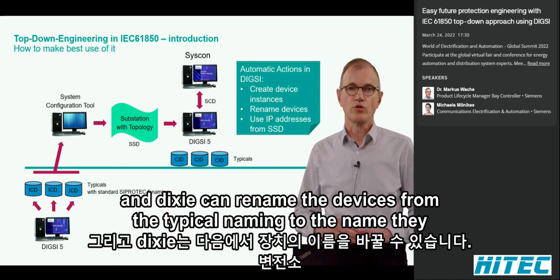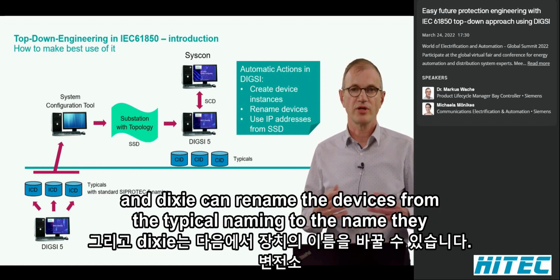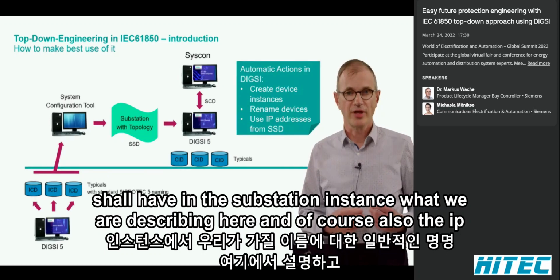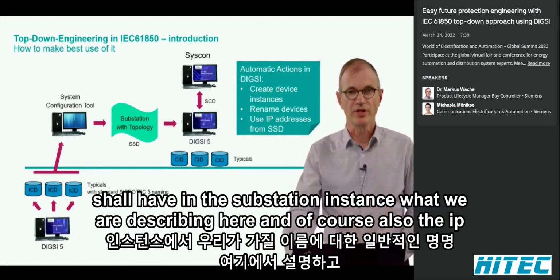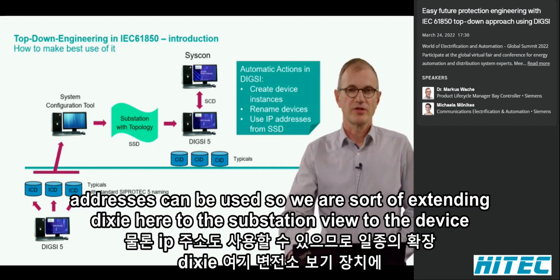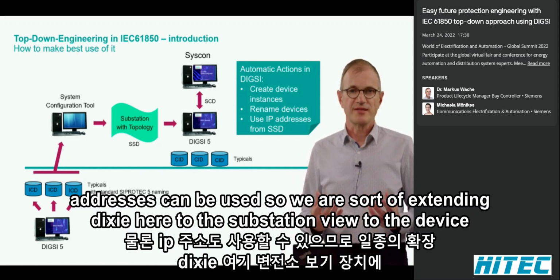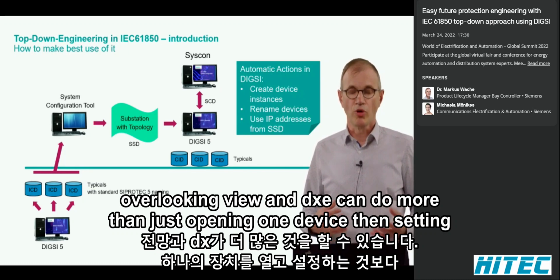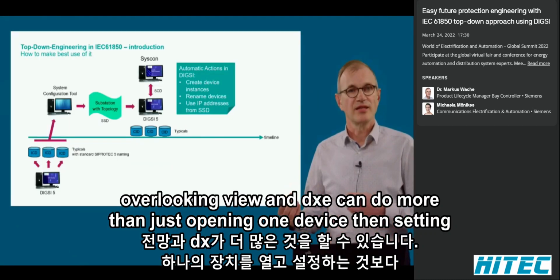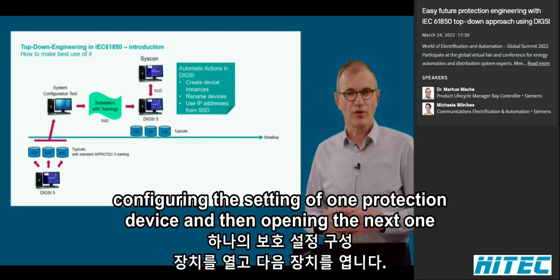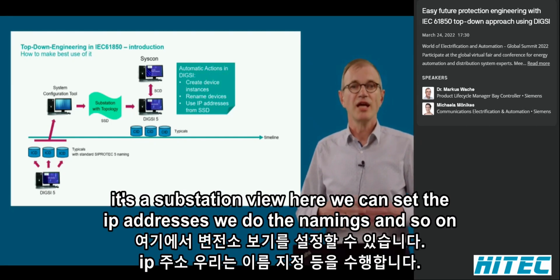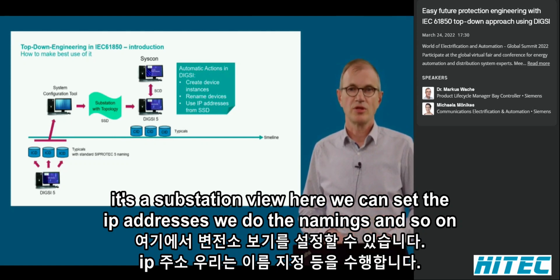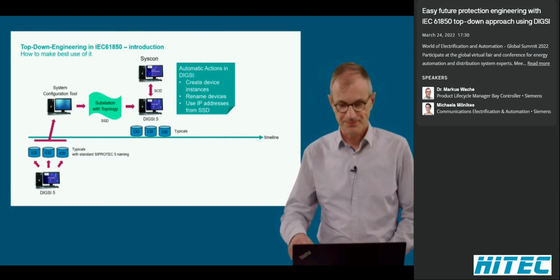Then DIGSI can rename the devices from the typical naming to the name they shall have in the substation instance, what we are describing here. And of course, also the IP addresses can be used. So we are sort of extending DIGSI here to the substation view, to the device overlooking view. DIGSI can do more than just opening one device, configuring the setting of one protection device and then opening the next one. It's a substation view here. We can set the IP addresses, we do the namings, and so on.